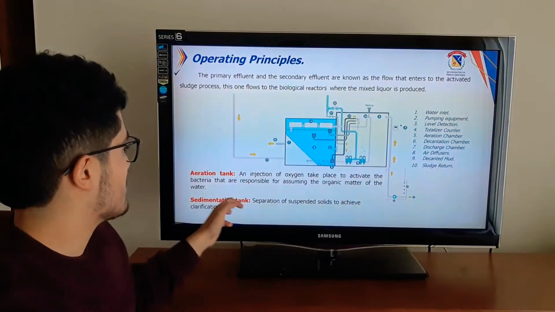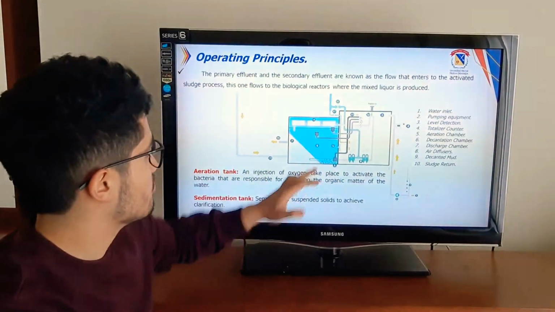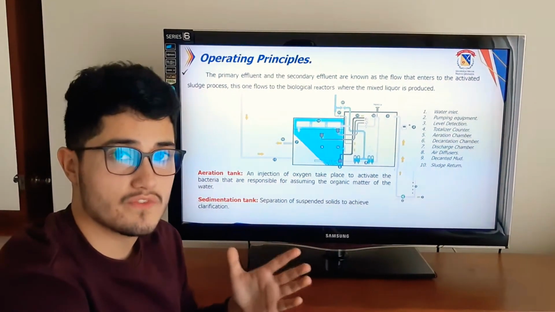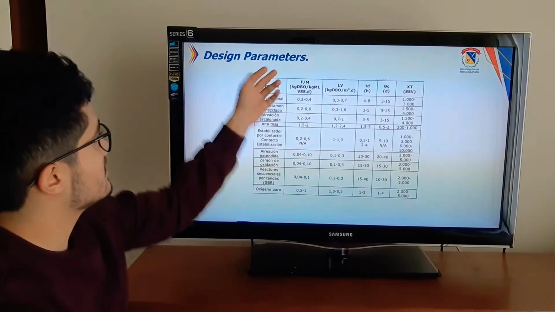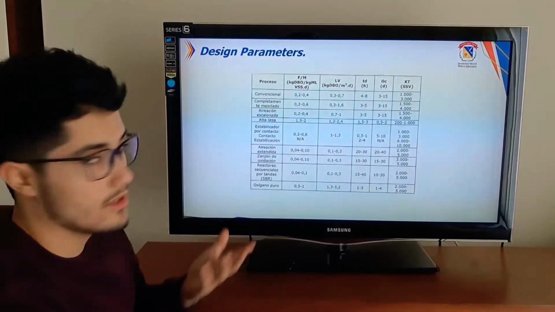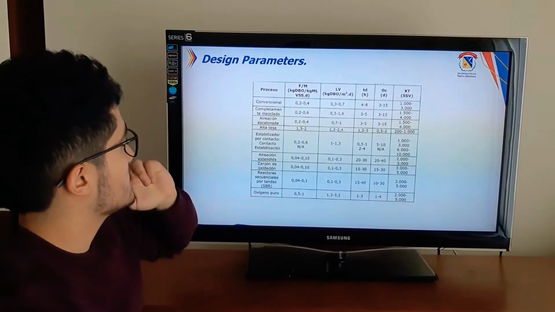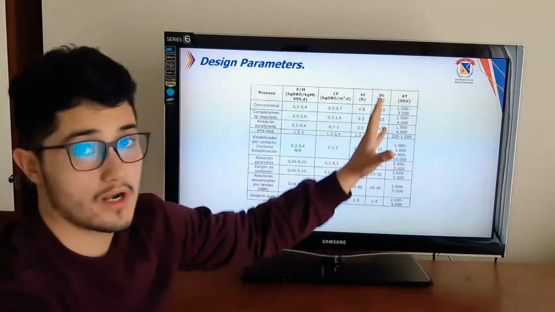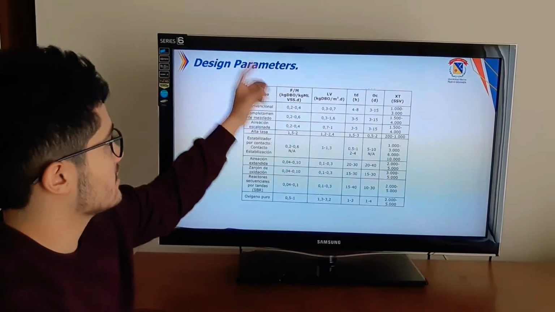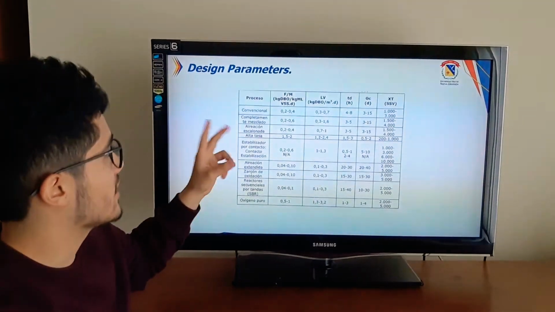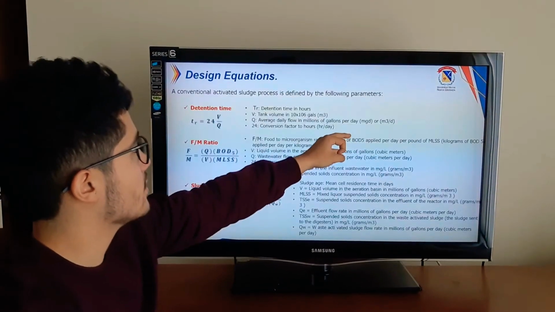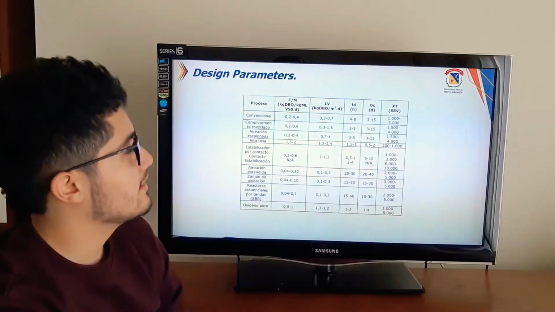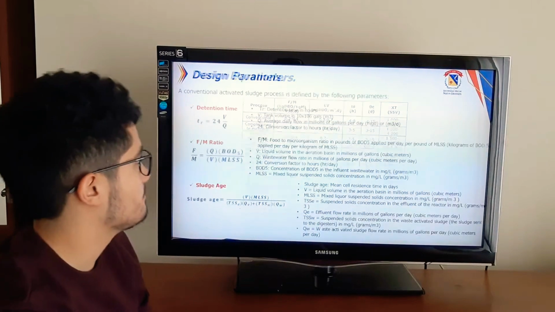And finally, we have a sedimentation tank. In the sedimentation process over here, the separation of the suspended solids is produced to achieve the clarification. Here we have the design parameters, but I will only explain the conventional process with these parameters and the allowable range of each parameter. For that reason, we have first the food to microorganisms ratio, second the volumetric load, third the detention time, the sludge age, and finally the volatile suspended solids.